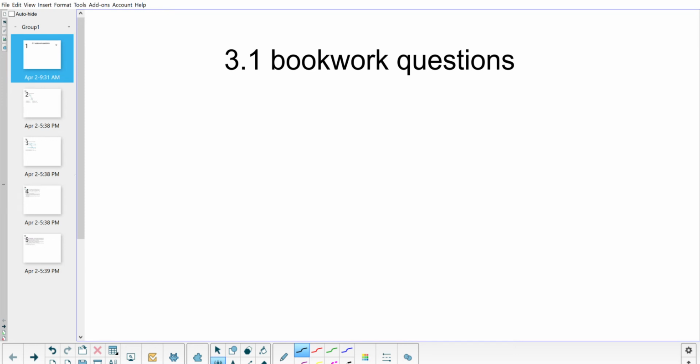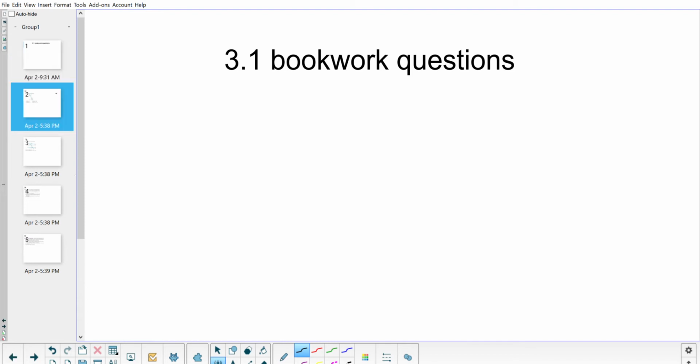I am going to go over some of the bookwork questions that I've been getting in 3.1 because it is due tomorrow at the end of the day. You have until 11:59 on Friday to get all of your bookwork. There was bookwork, but then there was also that worksheet. All of that needs to be turned in on PowerSchool Learning by tomorrow.